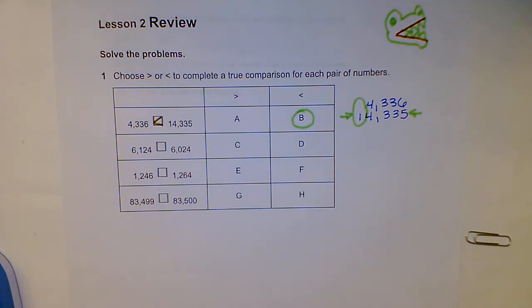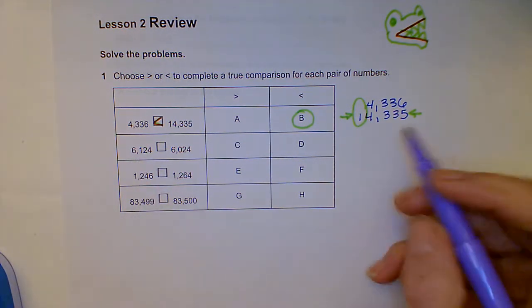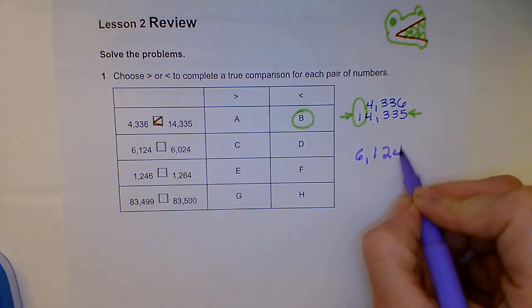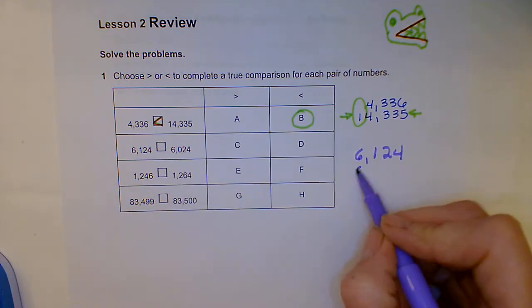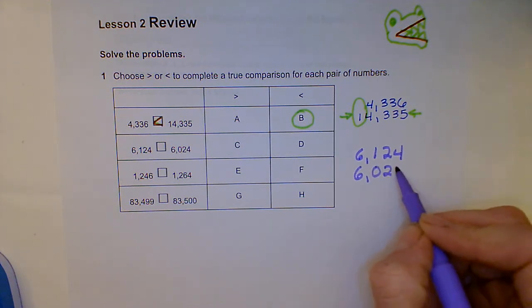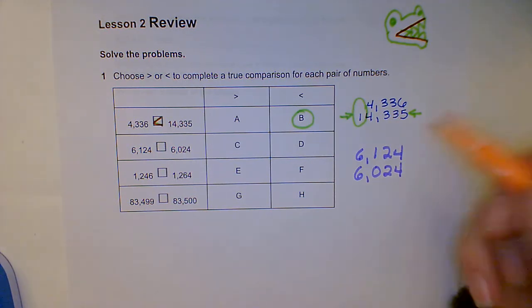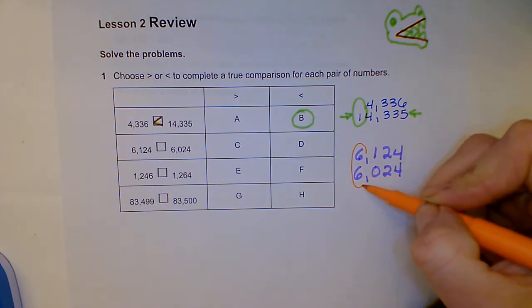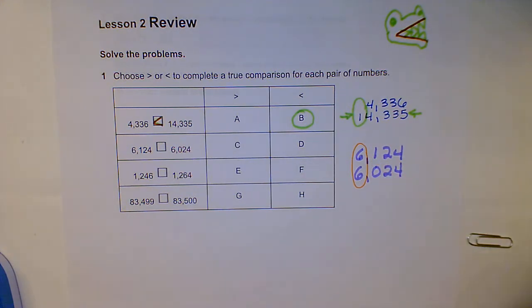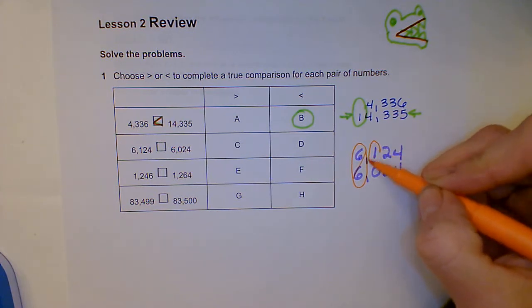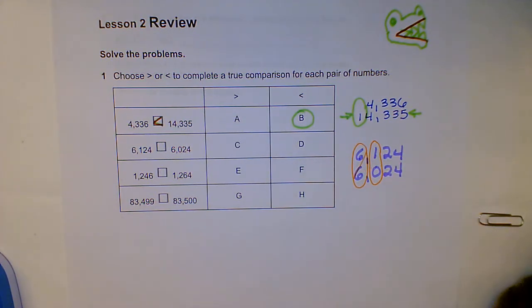So now we are going to compare 6,124, so I'm going to write that right here, 6,124 with 6,024. And again, we're going to start with the place value that's all the way over to the left. So in this case, it's the thousands, and they both have the same thing, so that's not helping me at all. So I'm going to move over one place value, and I'm going to try the hundreds now. So we did the thousands, now we're in the hundreds.